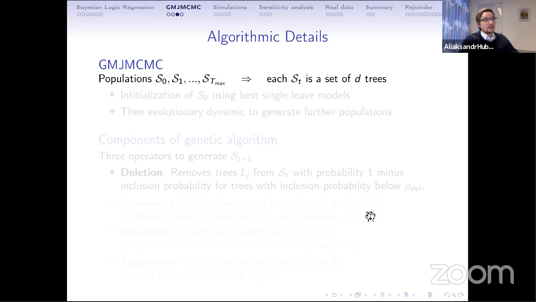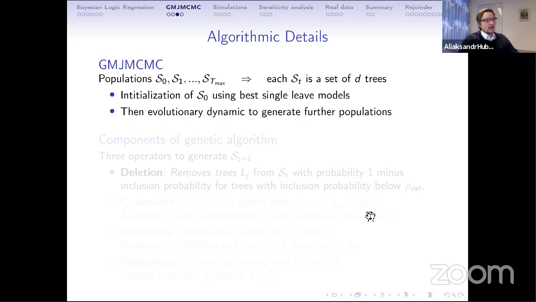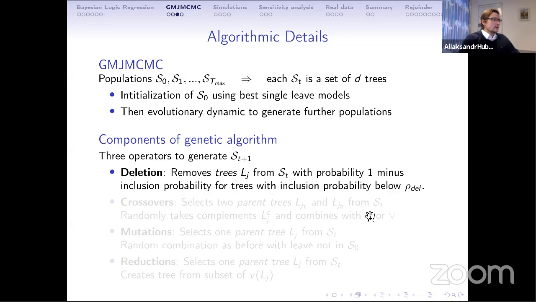Now we can proceed with the genetically modified algorithm, which considers populations S_0 to S_tmax. Each population has a finite set of d trees from the full Bayesian logic regression model. We begin with initialization of the initial population using the best single leaves, and then we use some evolutionary dynamics to generate further populations.